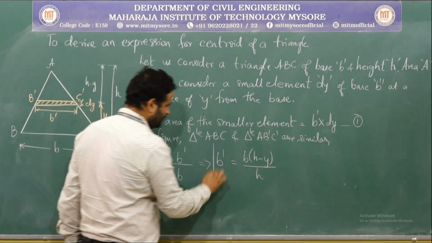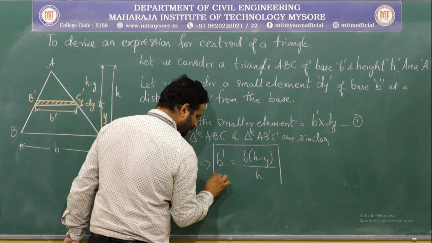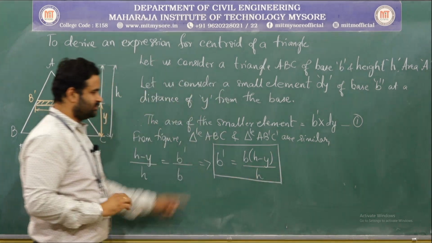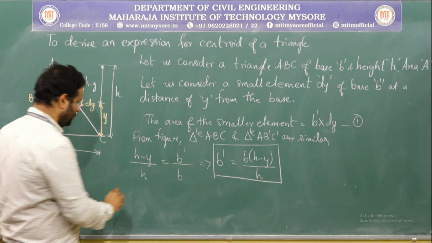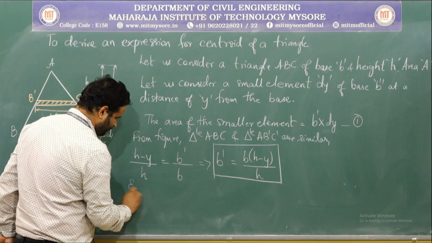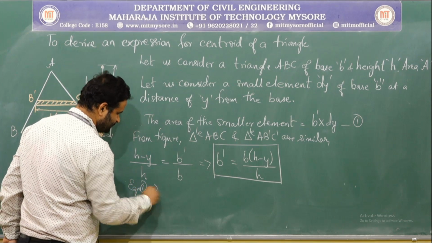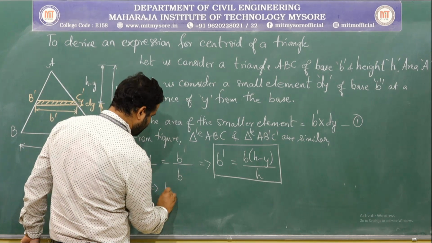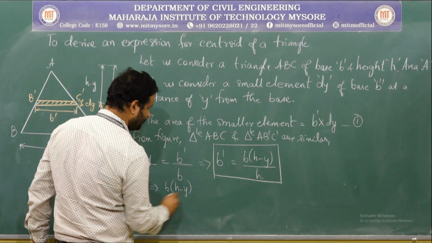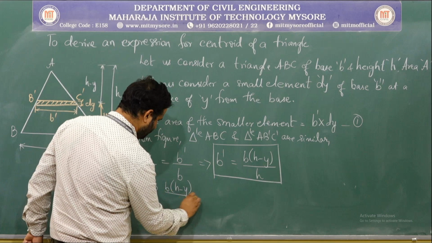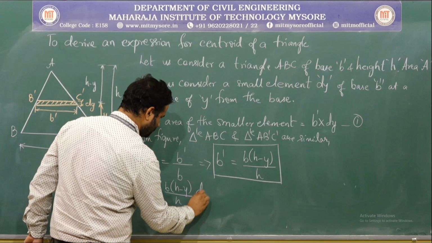Now we have the value of b dash. So substitute b dash in equation 1. So therefore, equation 1 becomes b into h minus y divided by h into dy.